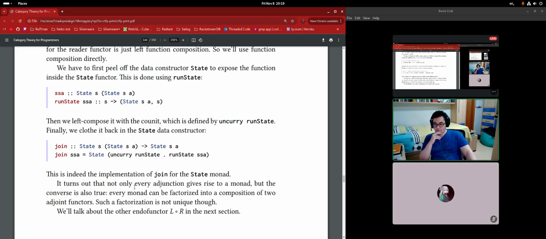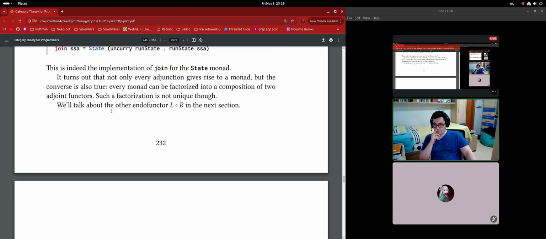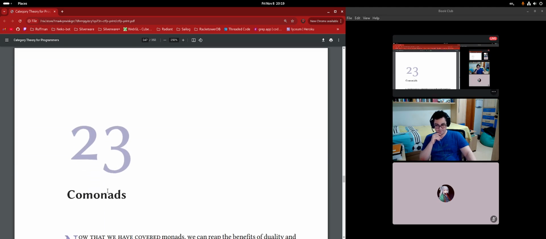It turns out that not every adjunction gives rise to a monad, but the converse is also true. Every monad can be factorized into a composition of two adjoint functors. Such factorizations are not unique, though. We talk about the other end of the functor LR in the next section, which is the comonads.